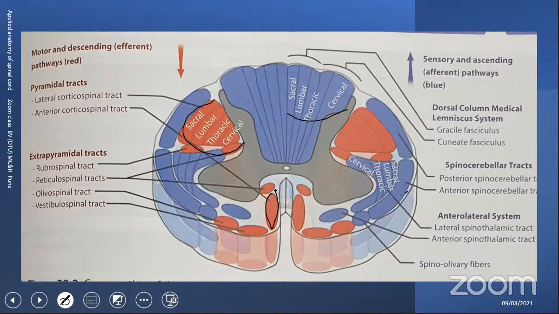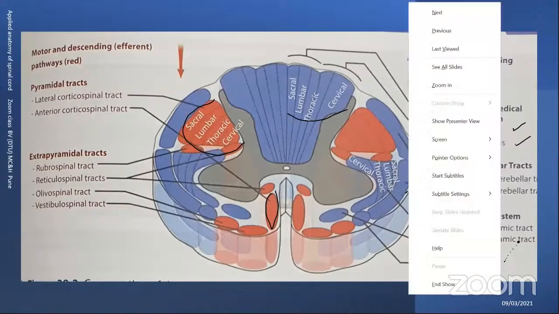So what are the sensory ascending pathways? Afferents, that are represented in blue: the dorsal column medial lemniscus system, in which the second order neuron starts in the gracilis fasciculus and cuneate fasciculus. The spinocerebellar tracts, posterior spinocerebellar and anterior spinocerebellar tracts. The anterolateral system, lateral spinothalamic and anterior spinothalamic, and spino-olivary fibers. These are the ascending tracts.